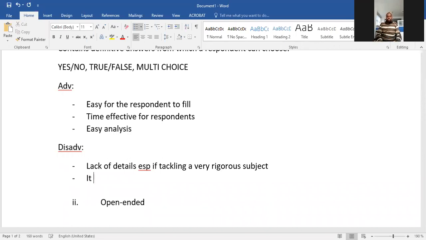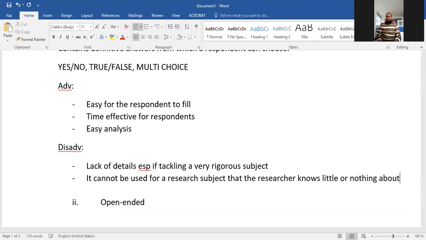Also, it cannot be used for a research subject that the researcher knows little or nothing about. Okay, it cannot be used for a subject that the researcher knows little or nothing about.